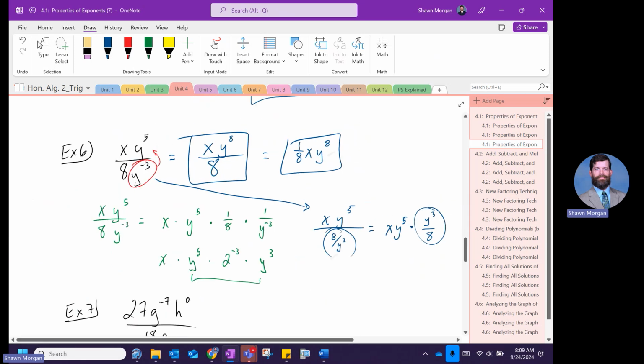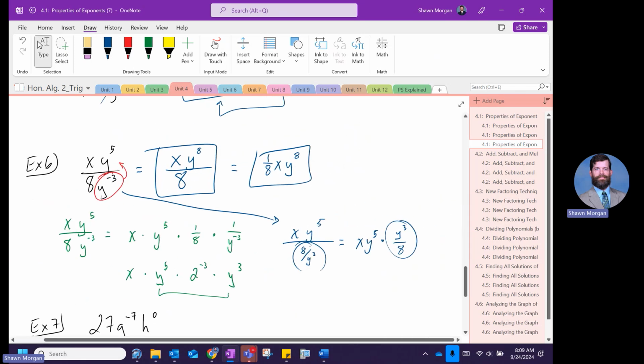So really one of the challenges for us in algebra is realizing that there's a lot of different ways that you could attack a problem. And you work it whatever way you're feeling most comfortable working.